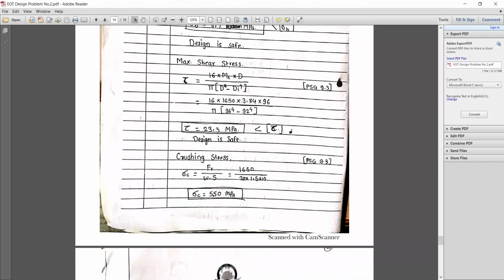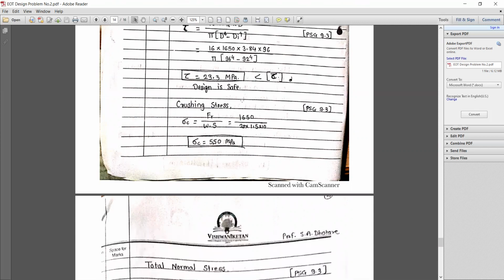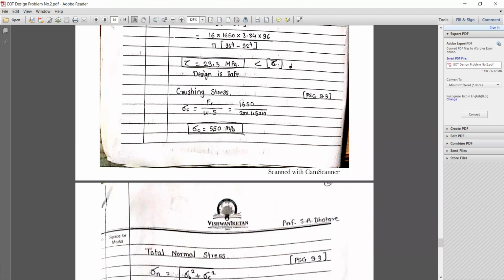Okay, next one, looking for the maximum shear stress. Referring to page number 9.3, the equation is given as 16 times Mt times d divided by pi times (d raised to 4 minus di raised to 4). All values are very well known. So putting all the values, we get tau, that is the shearing stress, as 23.3 megapascal, which is less than the design. So in both cases it is safe.